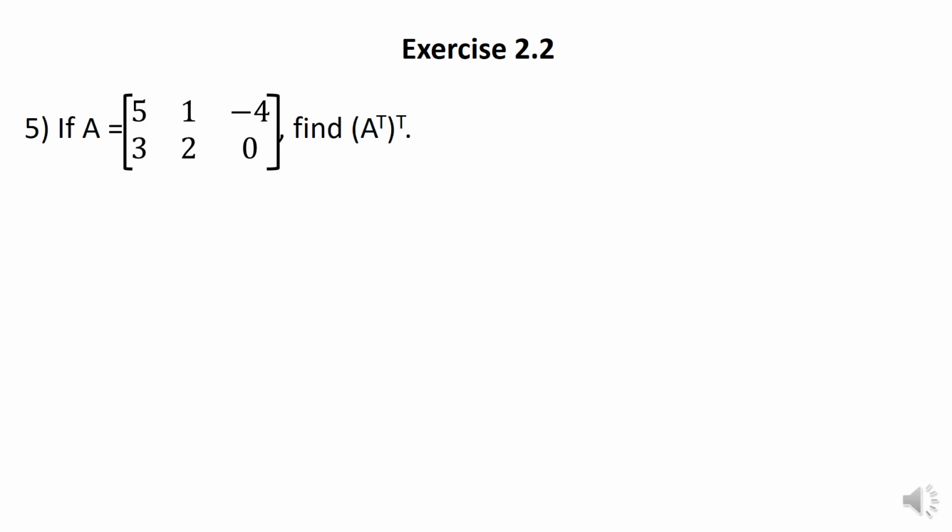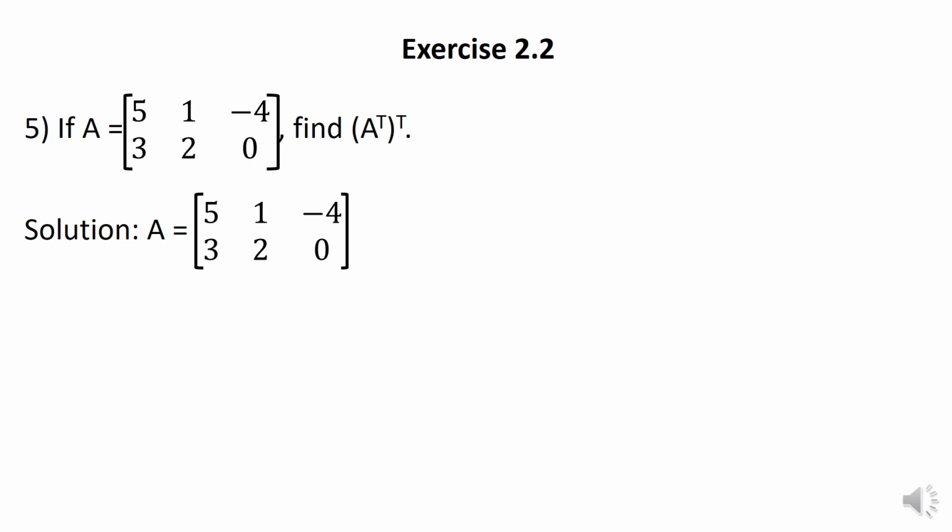I hope you have understood the concepts, that is transpose, symmetric and skew symmetric matrix. Now, in exercise 2.2, we are going to deal with those sums which have these concepts. Thus, we are first going to do the fifth sum of the exercise. The question given is, if A is equal to the given matrix, find the transpose of AT. AT you have to find out.